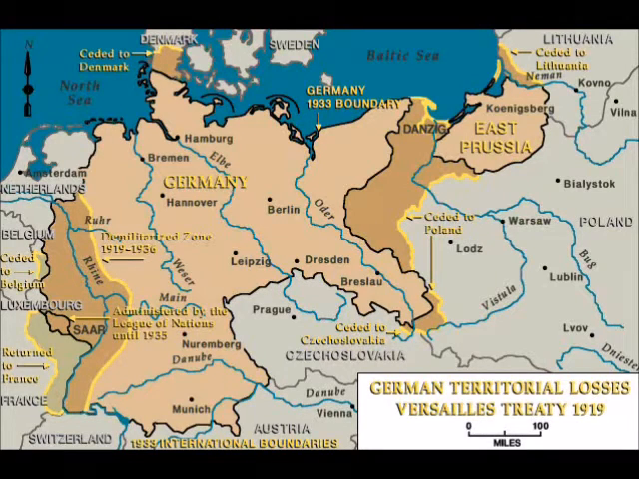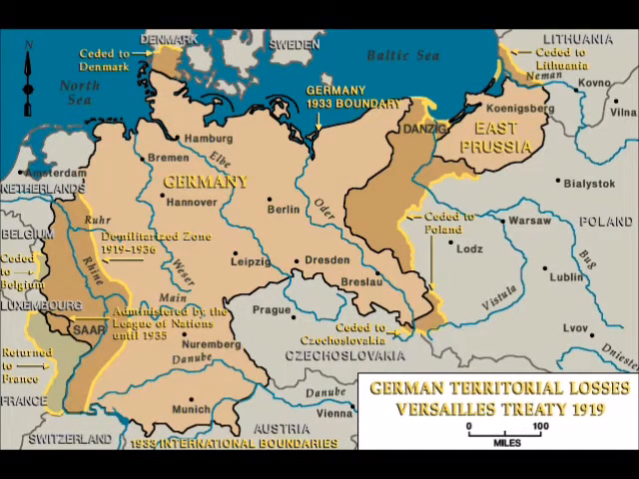Topic 3, History Revision 3.1. This is how Hitler challenged and exploited the Treaty of Versailles from March 1933 to March 1938.